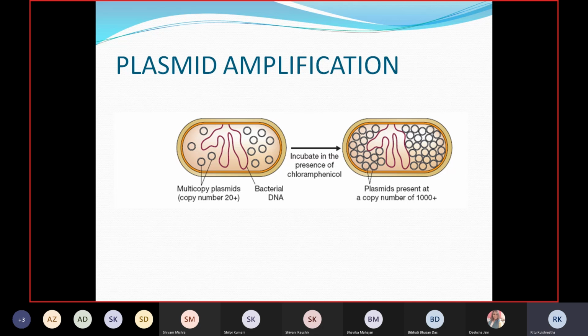Is the slide visible? Yes, ma'am. Okay, okay. I heard some voice, so I thought that maybe there's some. Was there a question?